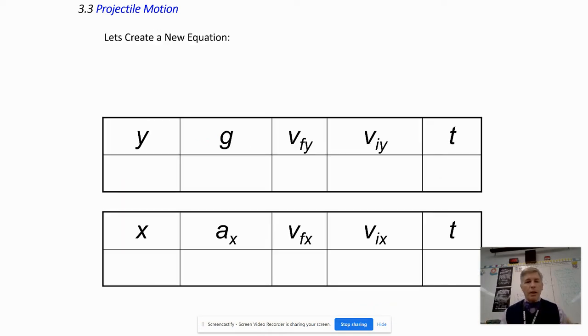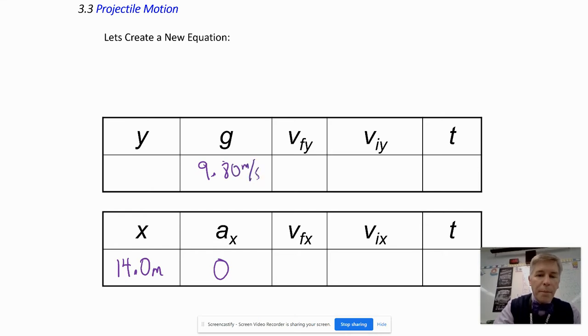So when I look at this, I have both vertical and horizontal stuff to work with. However, there are a couple of things you may not realize. X is the obvious one. I know that X is 14 meters. And I know my horizontal acceleration is 0, so we're going to stick with that. My gravity is 9.8. I'm assuming they're shooting this here on Earth.